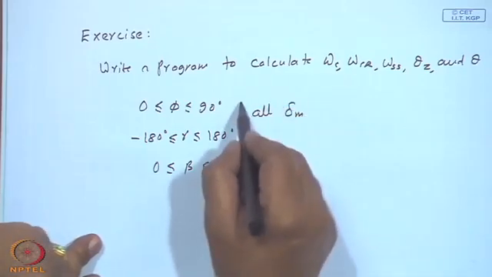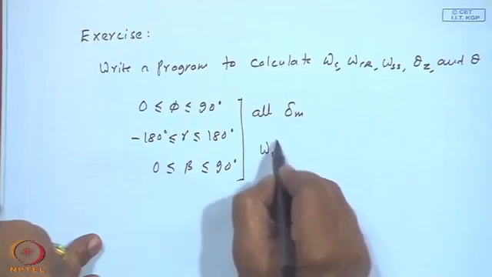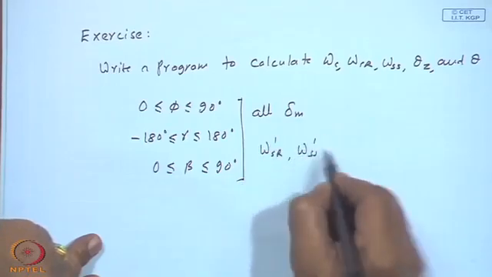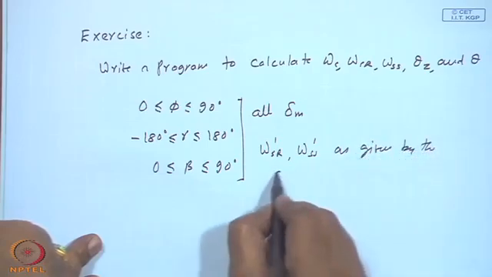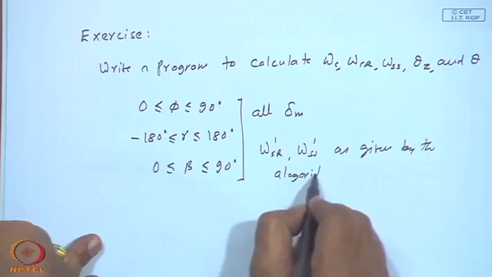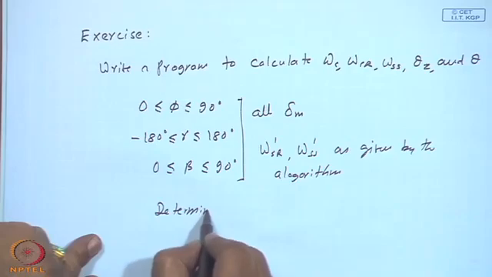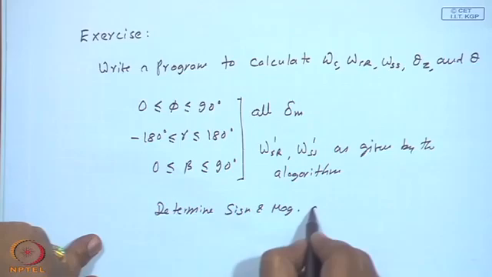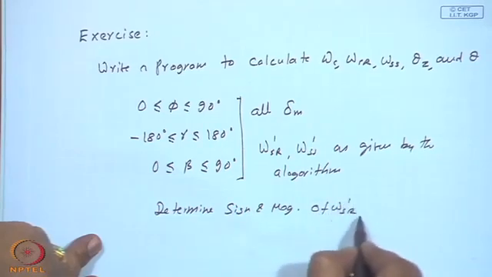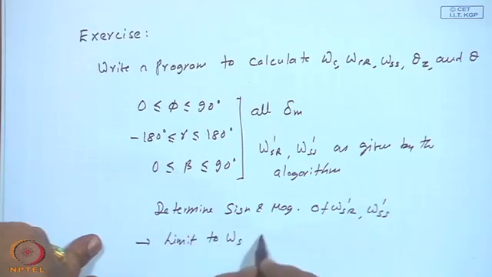Okay. So, in your computer output you can have those omega SR dashed and omega SS dashed as given by the algorithm, and then determine the sign and magnitude of omega SR dashed and omega SS dashed and limit omega s if need be.